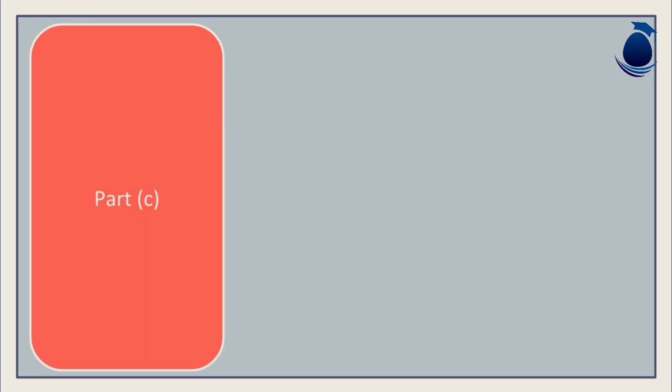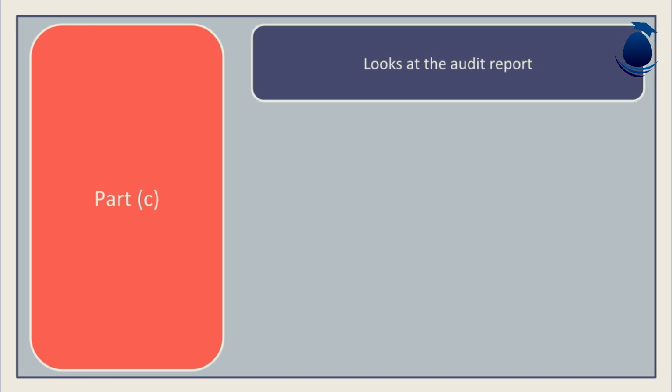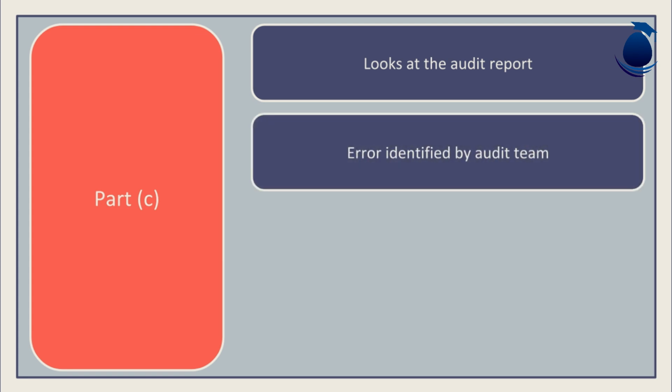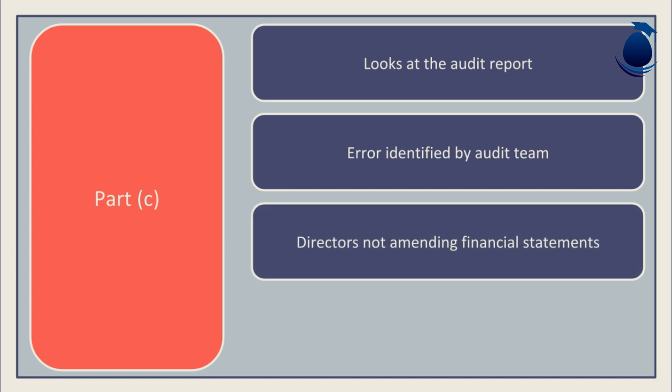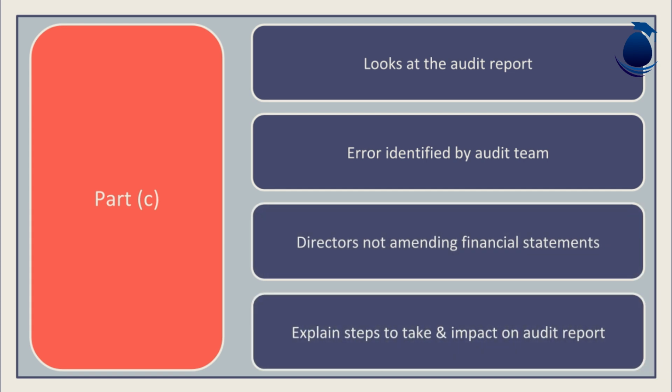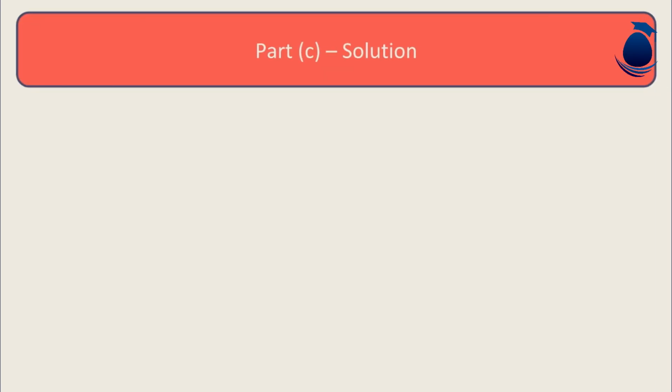Part C then looks at the audit report and the end of the audit process. The scenario explains that the audit team have identified an error when valuing work in progress, but the directors do not wish to amend the financial statements. We must explain the steps Puffin should now take and the impact on the audit report for 5 marks. My 5 points are as follows.